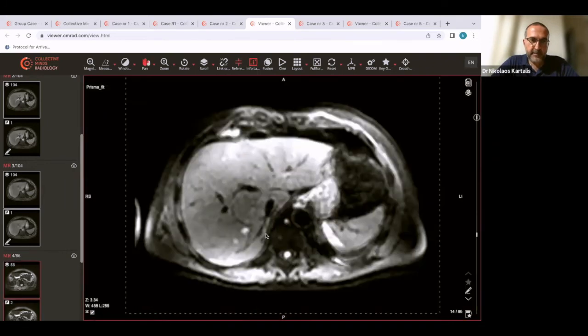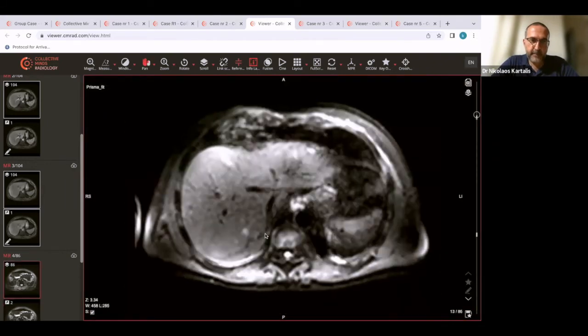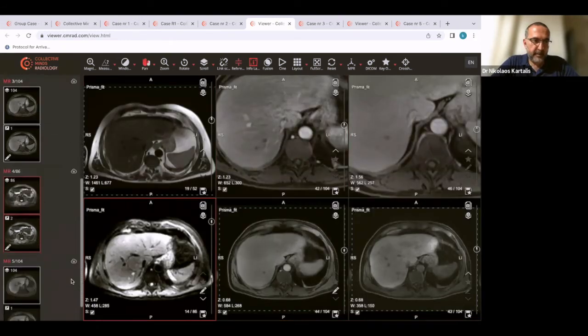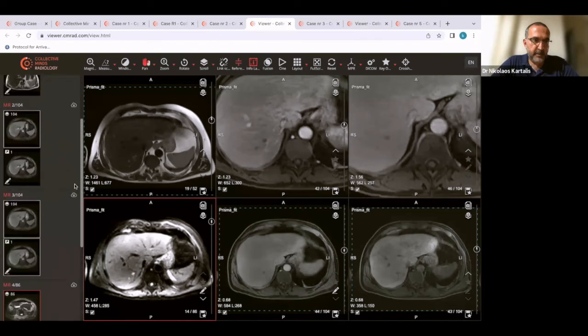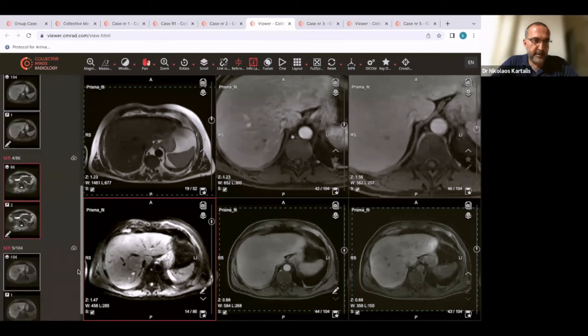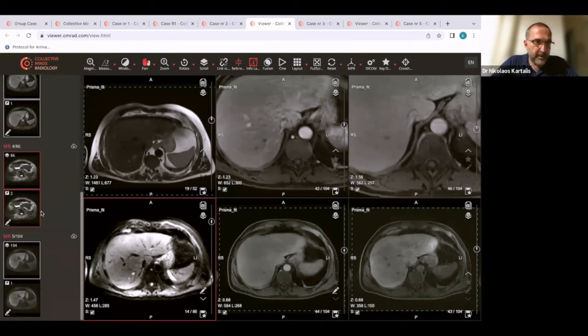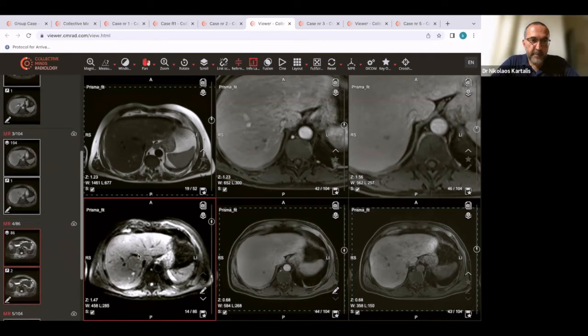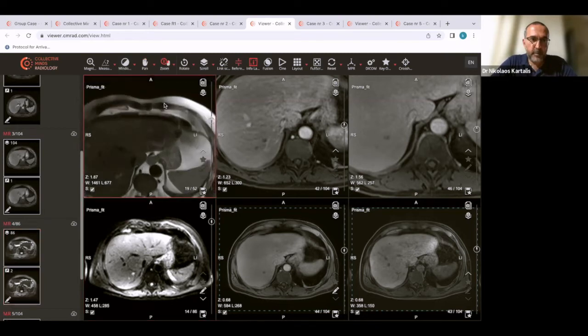And this is the diffusion weighted imaging. And as we said, we need to look at the ADC values, the ADC maps, which are unfortunately not here. Yes, I apologize for that. I really apologize for that. I don't see the ADC maps, but let's try to make the diagnosis from what we have here.